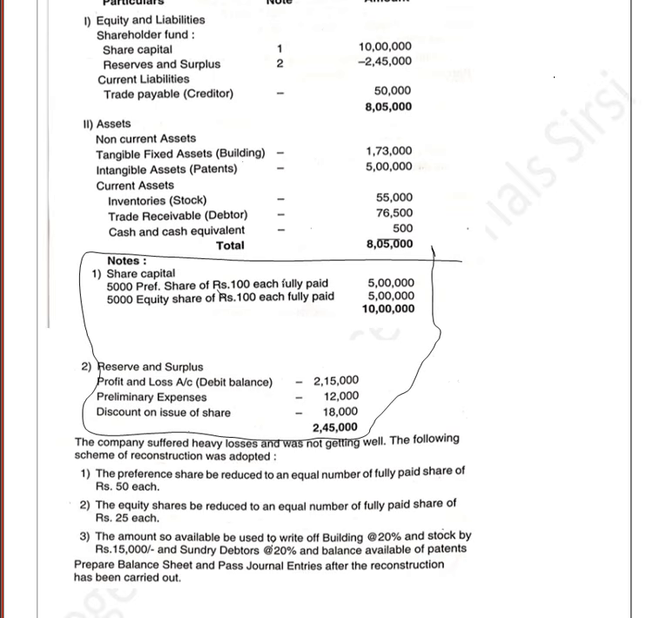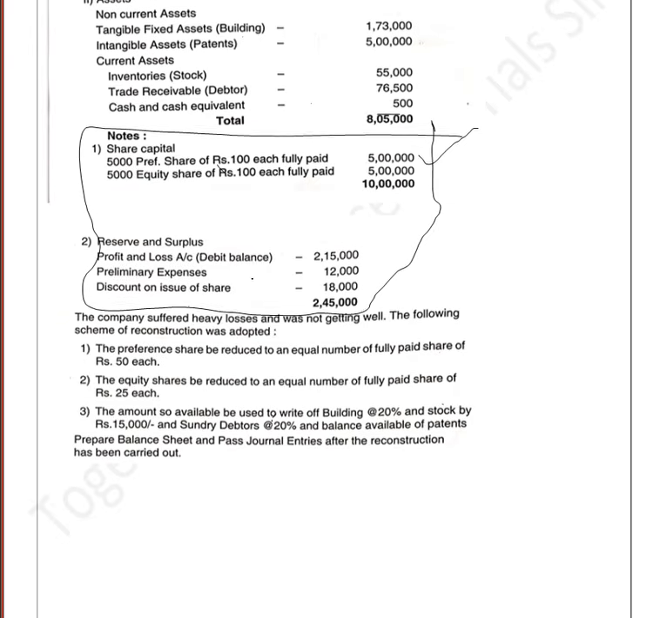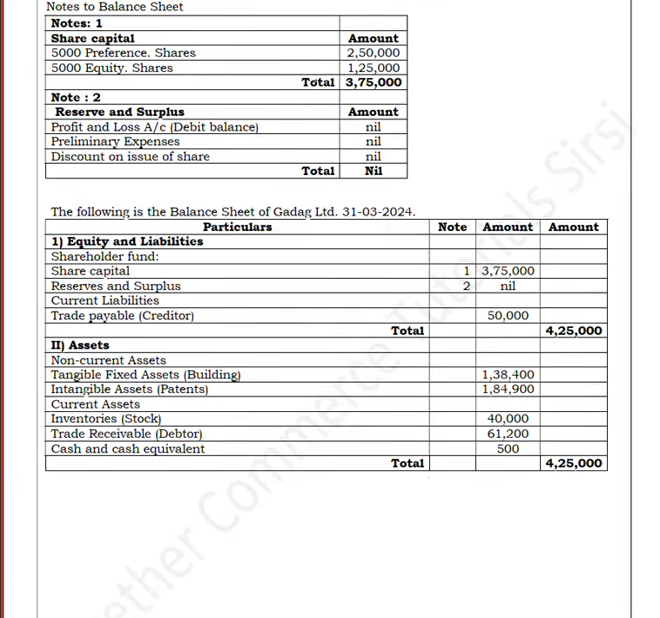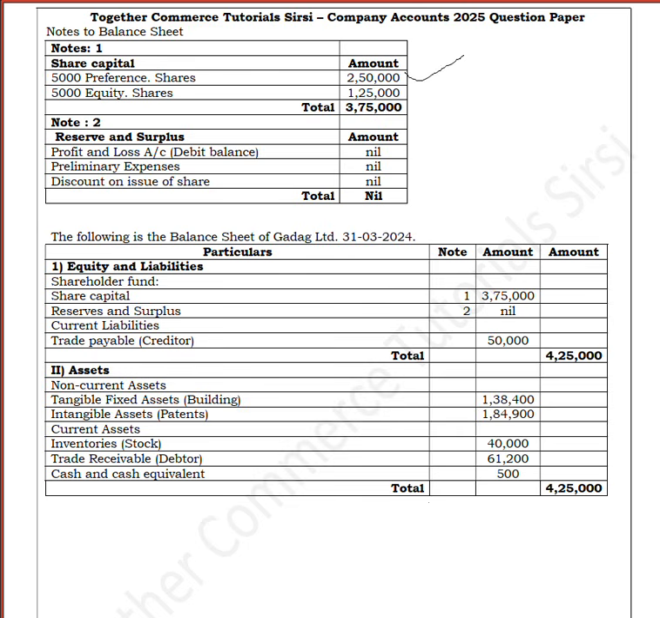For example, look at the first entry in the question: preference share 5 lakh. In the solution, preference share amount is 2,50,000. So 5 lakh minus 2,50,000, that is what you will see here, 2,50,000.